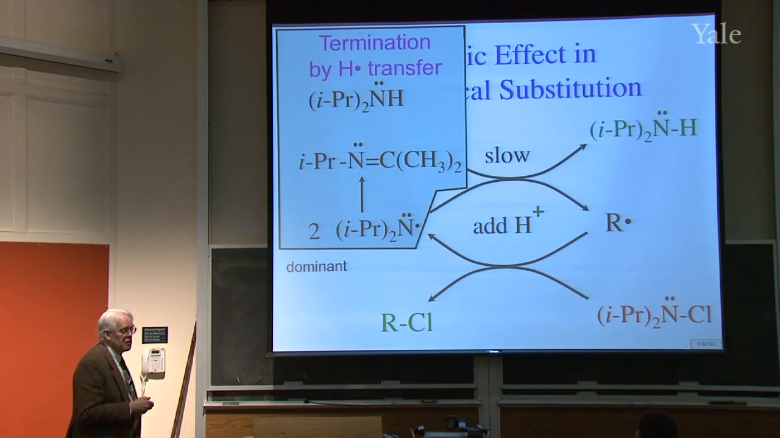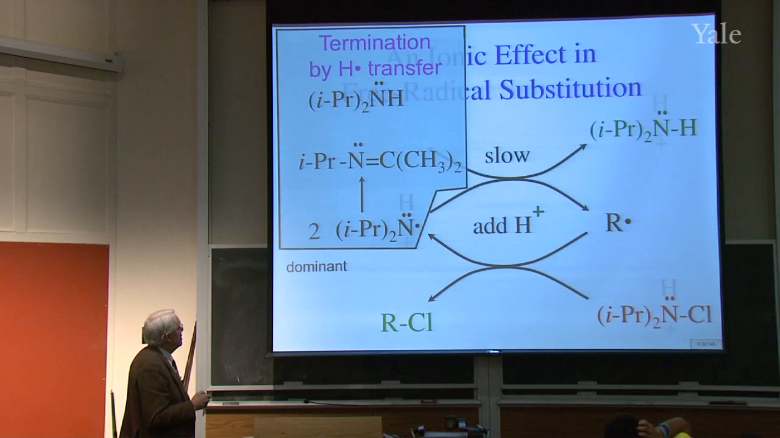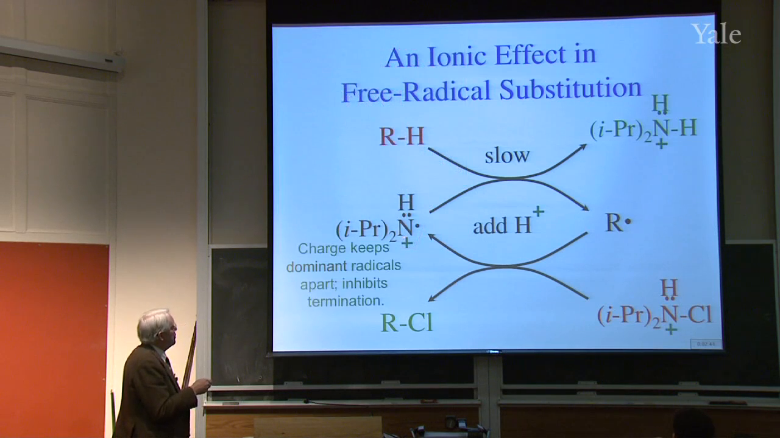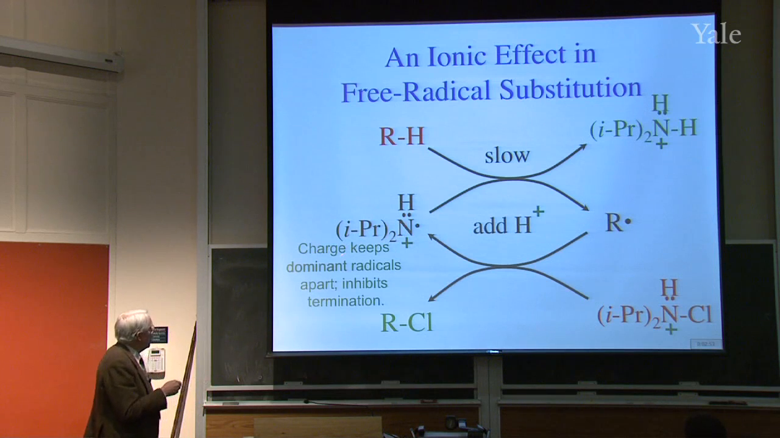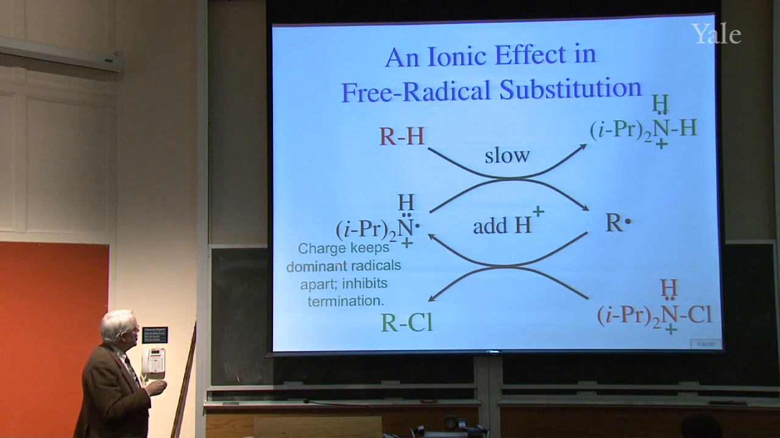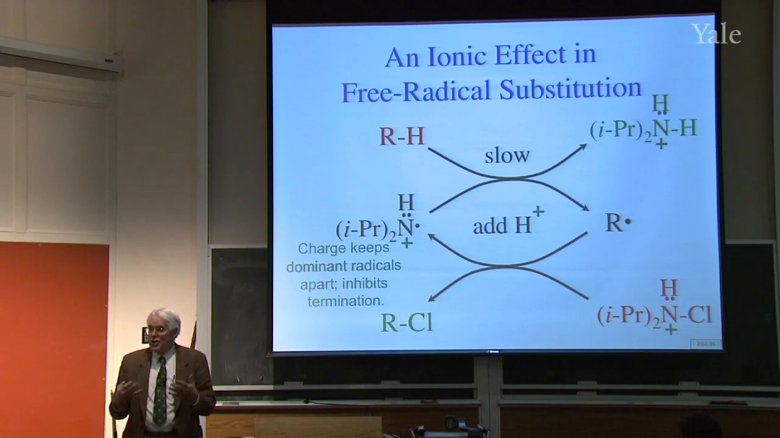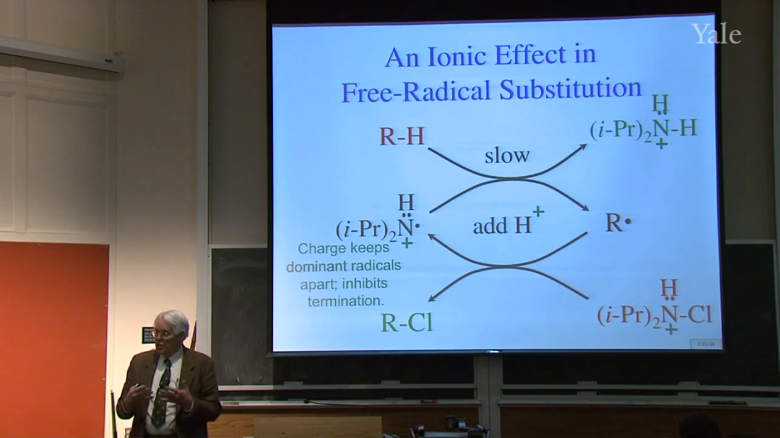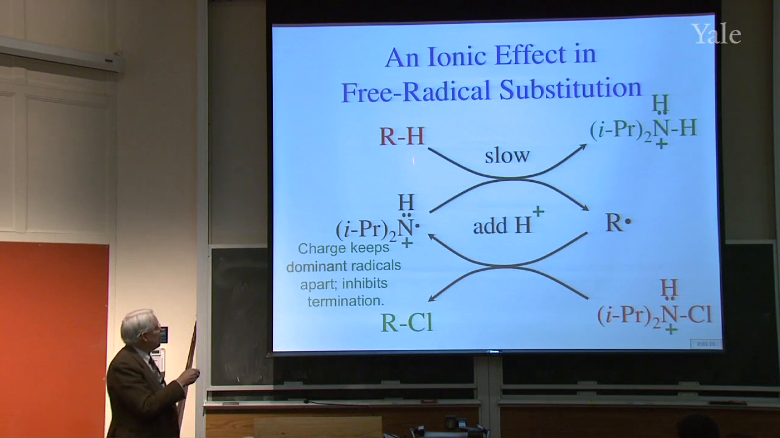Now, what happens if you add acid? Now you protonate the unshared pair here in the amine, right? And charge will keep most of the radicals in this form, right? But the charge, if they're both charged, it'll keep them apart. And if they're apart, then they don't terminate. So you can slow down the termination by protonating these free radicals.